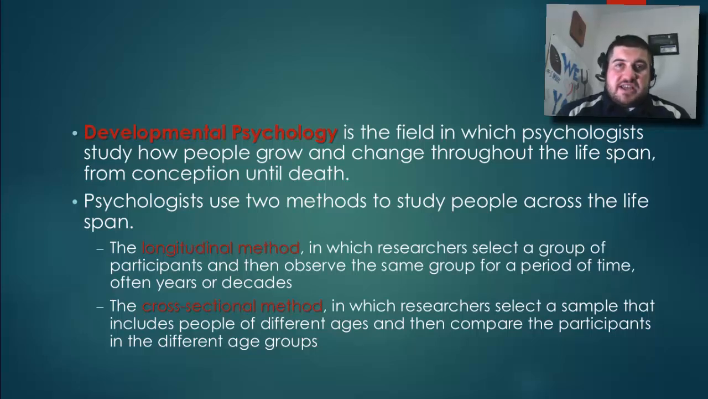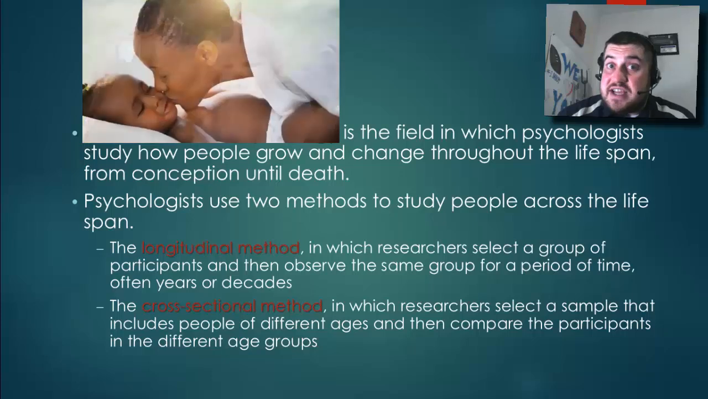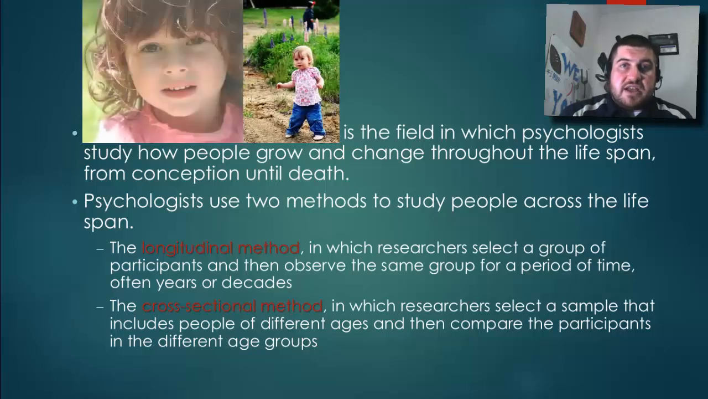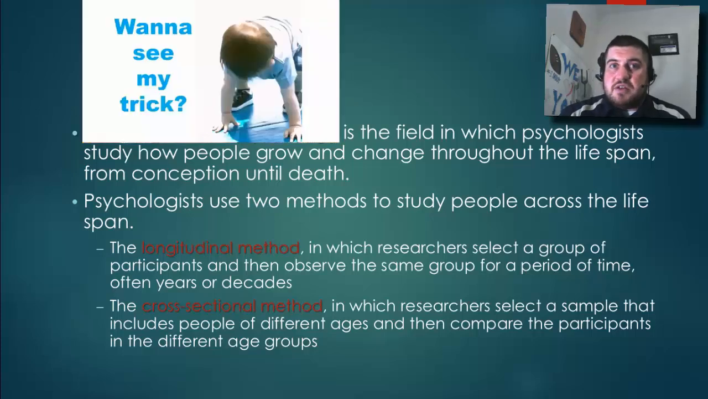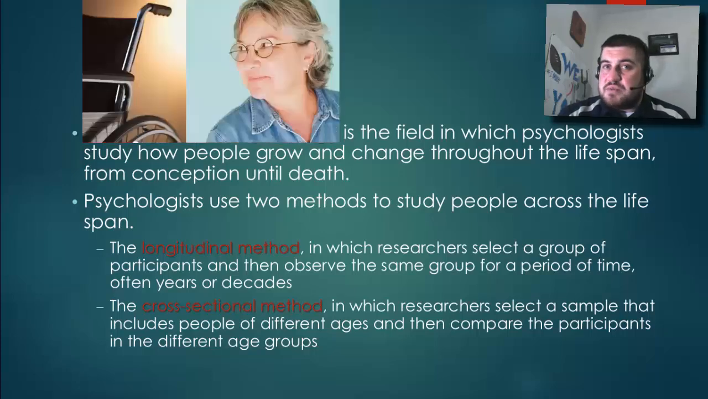Developmental psychology is basically the study of how people change and grow and develop. There's that key word: throughout the lifespan. So psychologists study the human being from conception until their death, and so that's a very wide range. This chapter will be talking about child psychology. Chapter 11 is teenager psychology, and chapter 12 is adult psychology.